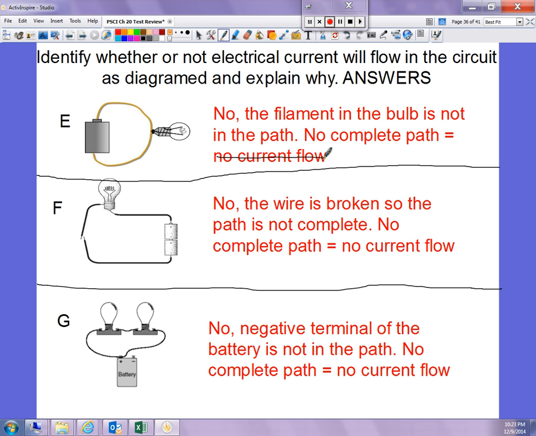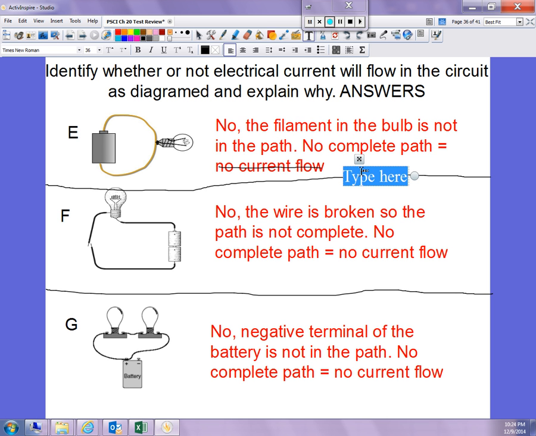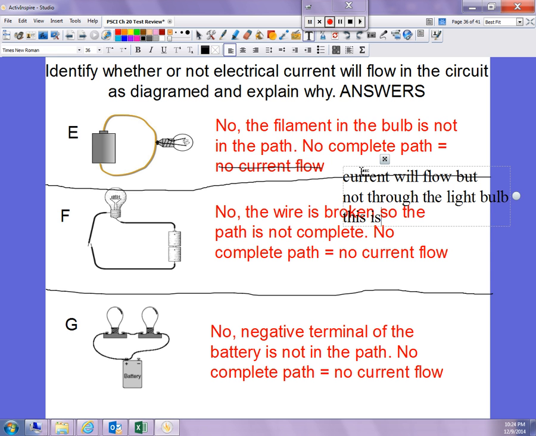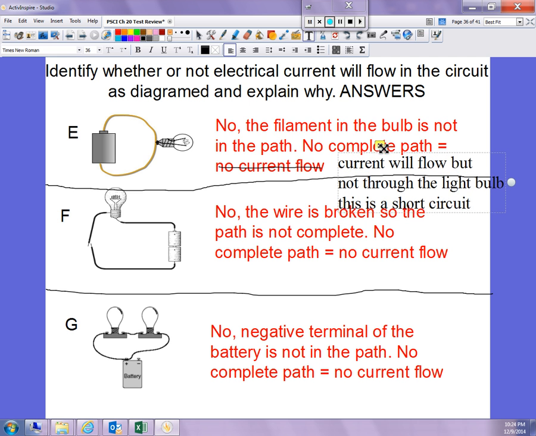Let me fix this. It should say current flows, but not through the bulb. This is a short circuit. Current will flow, but not through the light bulb. So this one, the answer is a little bit off. So the light bulb will not light up, but current will flow.